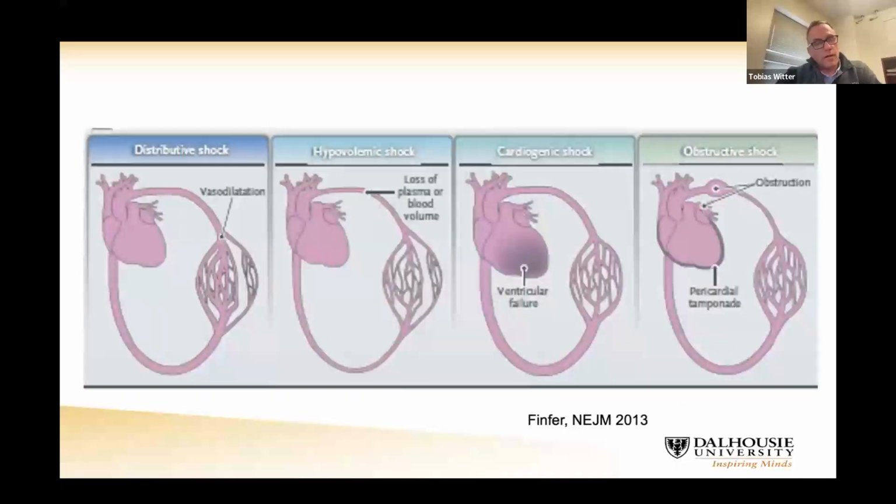Just as a reminder, we generally talk about 4 different types of shock. The most common one is actually distributive shock. On an average ICU, about 60% of the ICU admissions are accounted for by distributive shock. The most common one is septic shock. The others, hypovolemic and cardiogenic, are roughly equal, about 18% each. And then obstructive shock is a rare form, but always on our differential list.